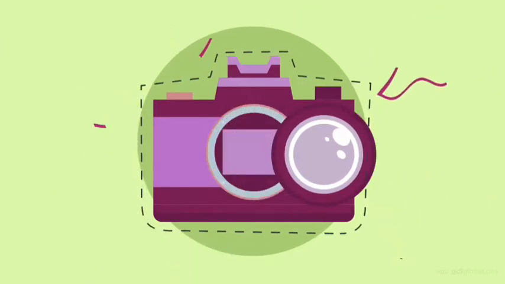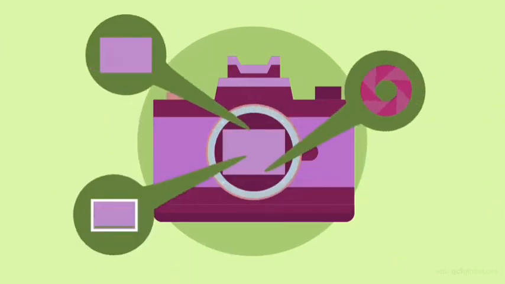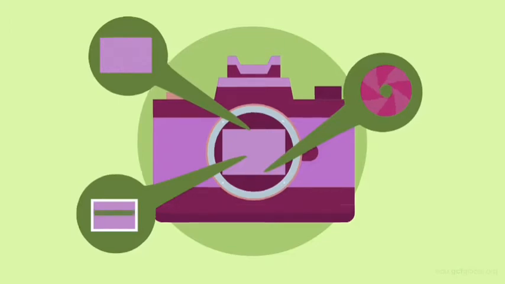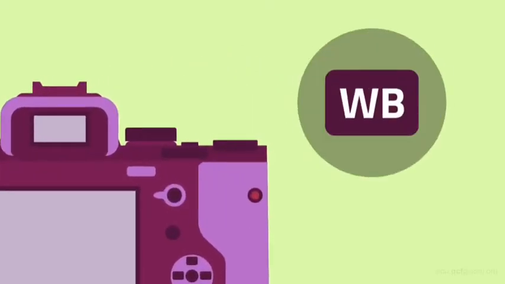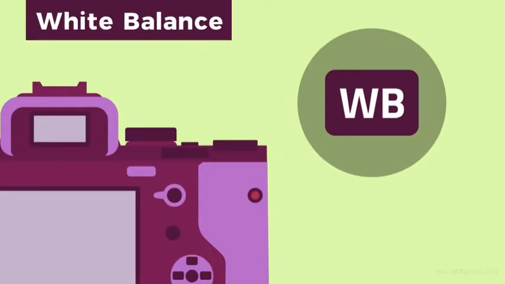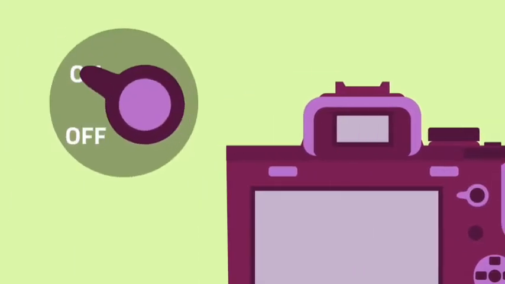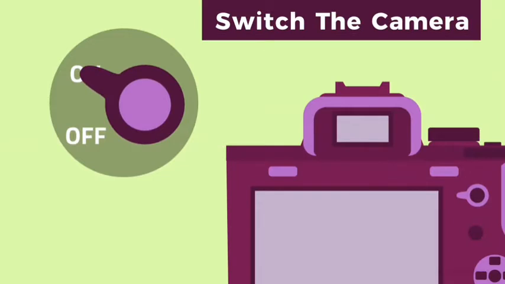Next, let's take a look at the camera body, which is completely sealed, not allowing any unwanted light to reach the camera's sensor. It also contains all the various parts required to take a photograph. It holds the control buttons, which give you quick access to the various camera control functions. For example, the one with the letters WB allows you to adjust the white balance. On and off allow you to switch the camera on and off.